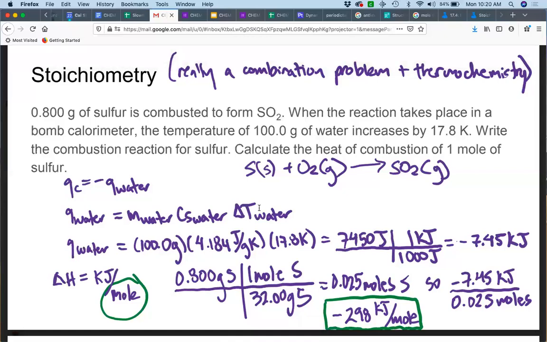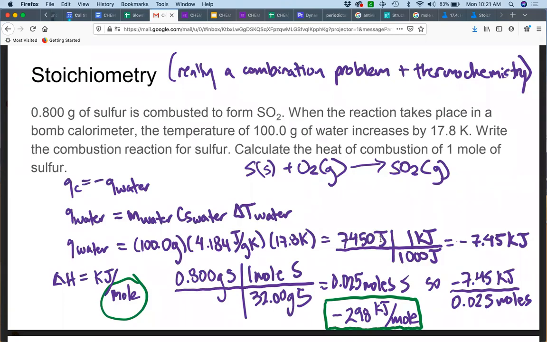Then I can substitute and solve with my givens. I'm given 100 grams. I can look up the specific heat of water. Notice the units here matter: joules per gram Kelvin. I want to keep those units because the temperature change I'm given is in Kelvin. And as a passing note, you typically don't want to deal with negative temperatures in degrees Celsius, which is why keeping the units in Kelvin is most helpful. So I multiply everything through, and that gives me 7,450 joules.